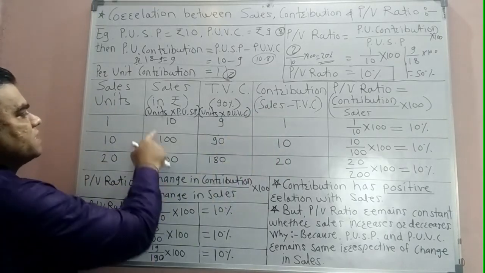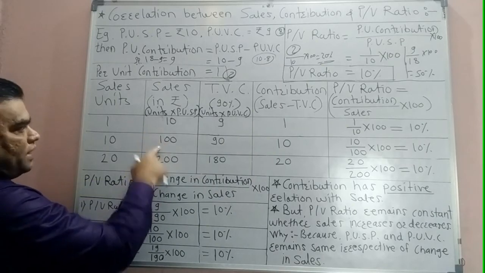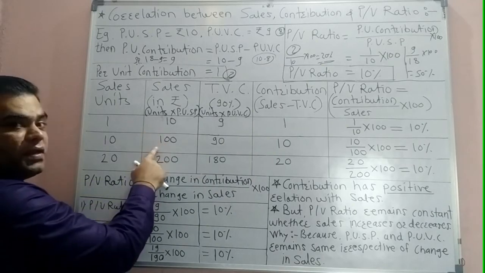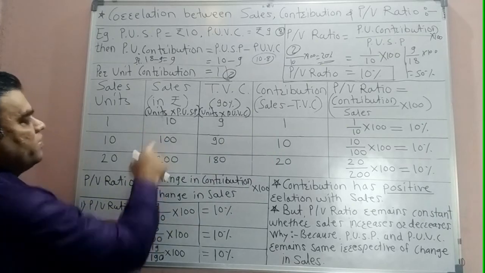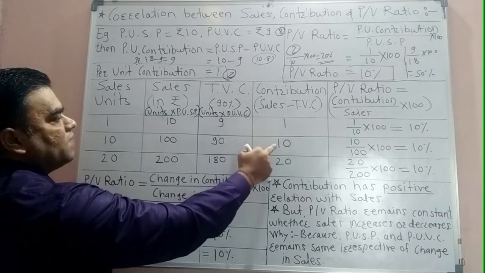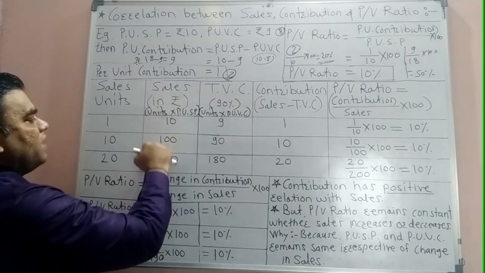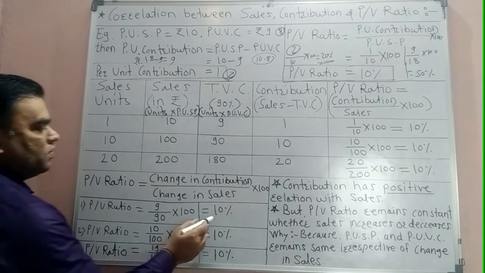Upon change in sales, your sales was 10. It was increased to 100. It is increased by rupees 90. Sales is changed by rupees 90. That's why we have taken 90. 9 upon 90. Say contribution increased by 9. Sales increased by 90. So 9 upon 90 into 100 is equal to 10%.